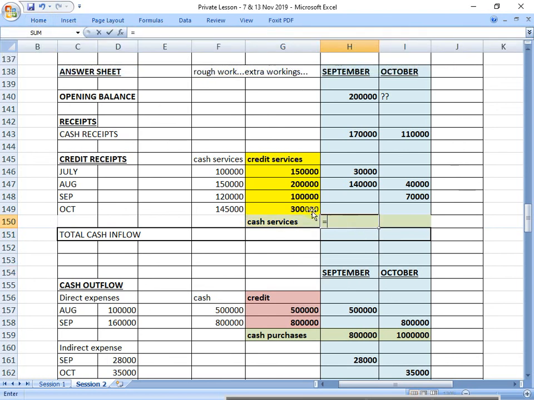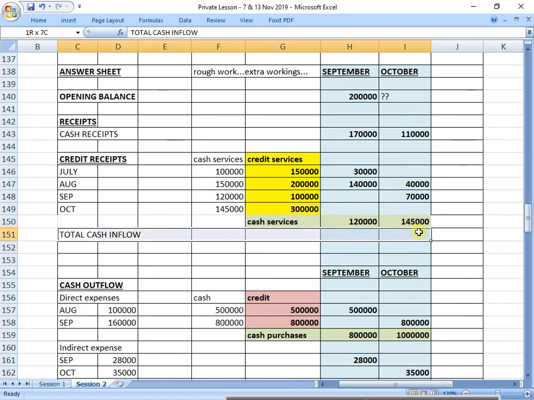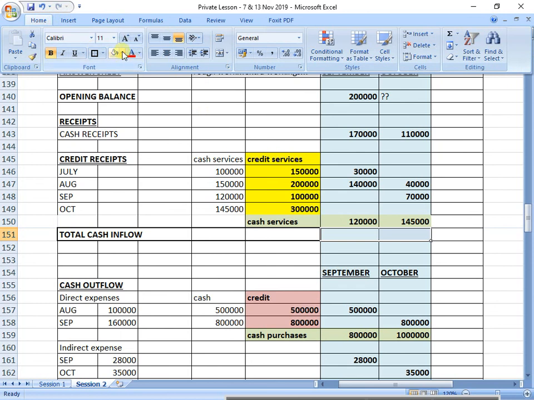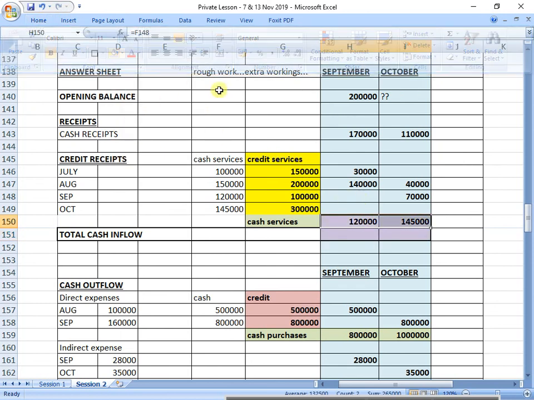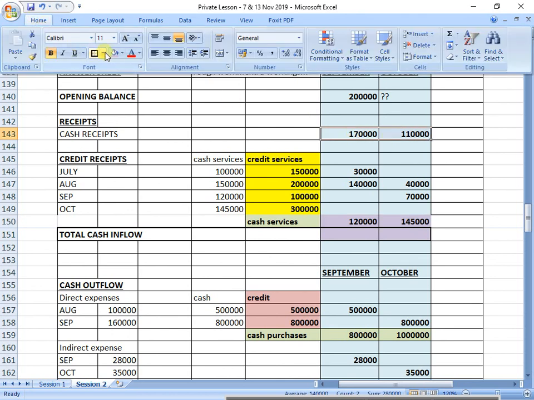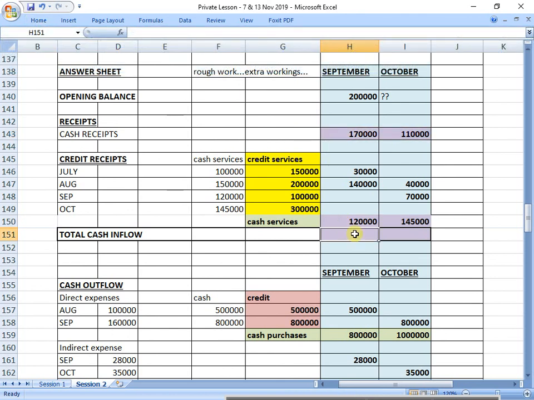Okay, for September, September. For October, October. Okay, those are the cash. So total cash flow is going to be these two figures added together. It'll be the cash services plus your receipts from your debtors. So it'll be this plus that.